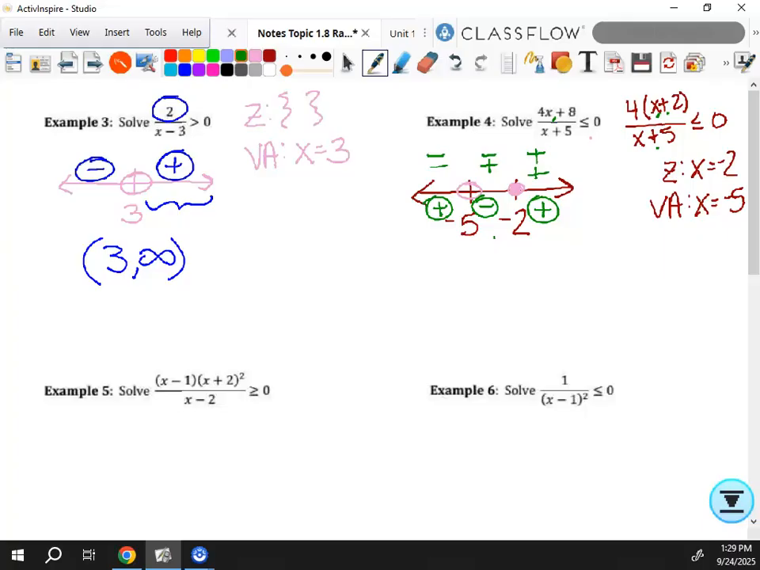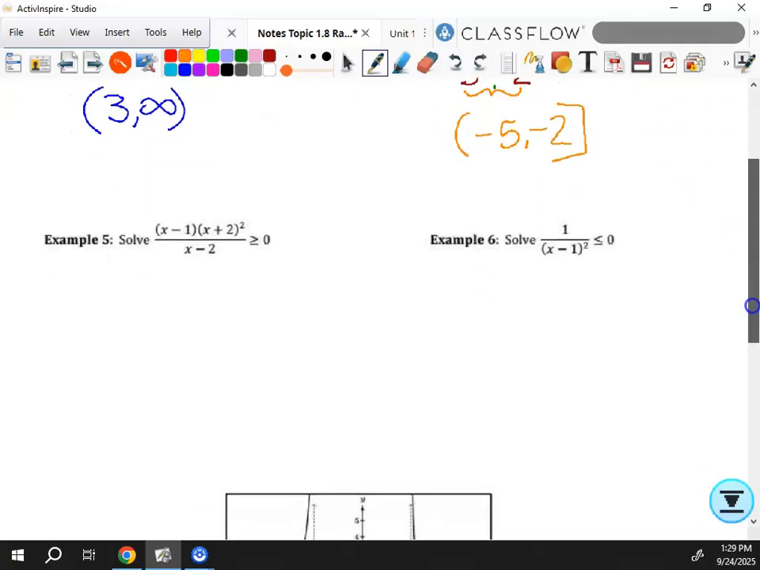Then we are looking for when the function is less than or equal to 0, that is negative. My negative is right here. So I'm going from negative 5 to negative 2. I have already made the decisions about parentheses and brackets because it is open and closed. Okay. What questions do you have? Anything? We good? Okay. All right.